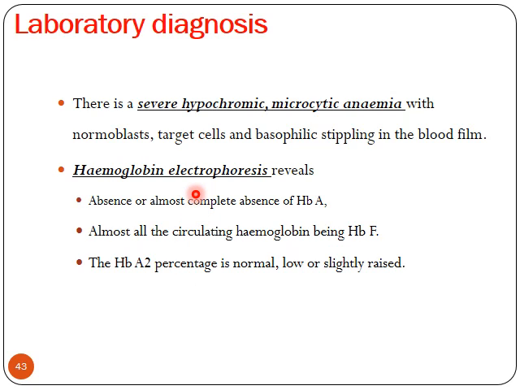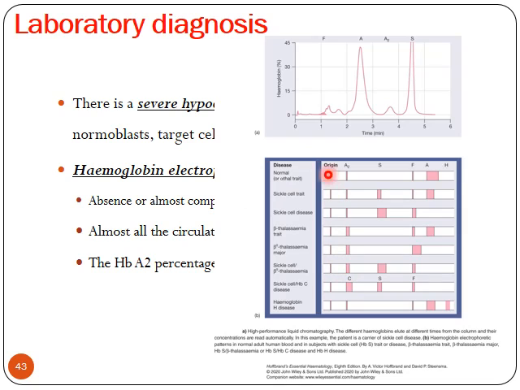Hemoglobin electrophoresis is the diagnostic test for any hemoglobinopathy. It shows absence or almost complete absence of hemoglobin A, with all the circulating hemoglobin being hemoglobin F, and the hemoglobin A2 percentage is normal, low or slightly raised. Here we can see the differing peaks of the hemoglobin electrophoresis. In a normal person, hemoglobin A is the main component, with decreased F and hemoglobin A2 forming 3.5% of the hemoglobin.